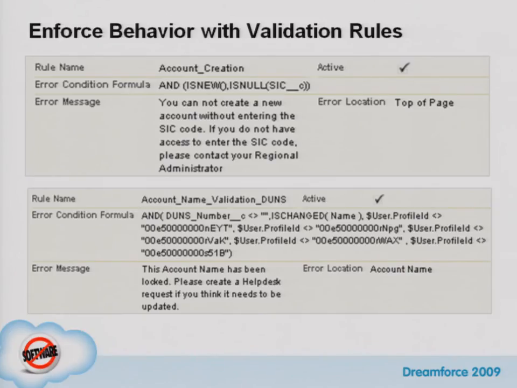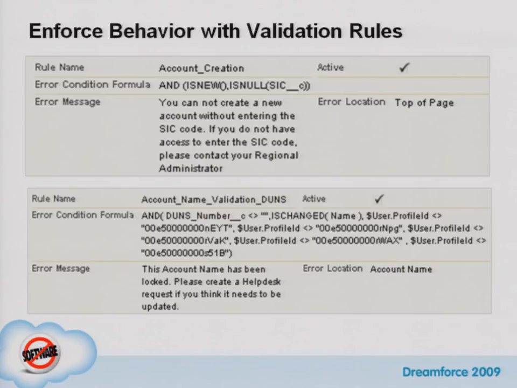The second one is a little bit more clever, a little bit more interesting in that Salesforce natively will not let you make the account name read-only for any profile. If they can edit the record, they can edit the account name. And so what we did was put a validation rule in place to make sure that we didn't have an AE changing Bank of America, NA Inc. to be B of A because that's the way they think of it.